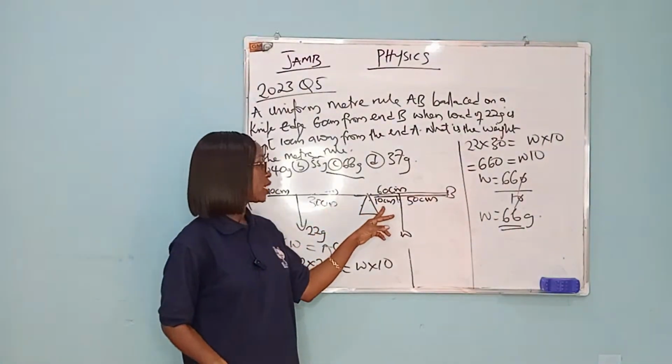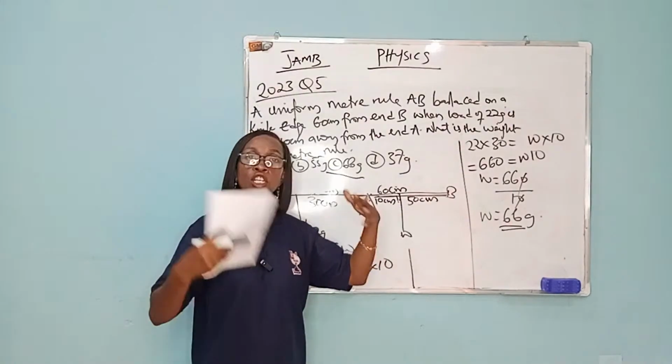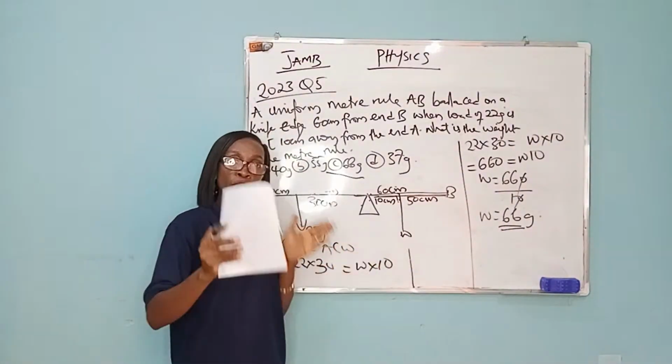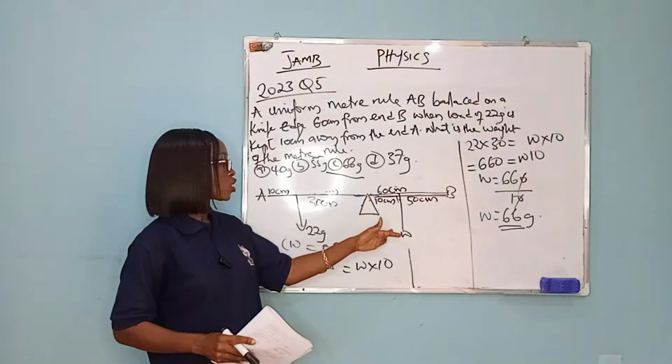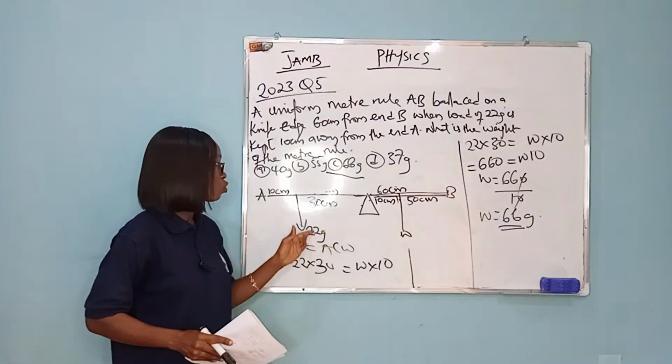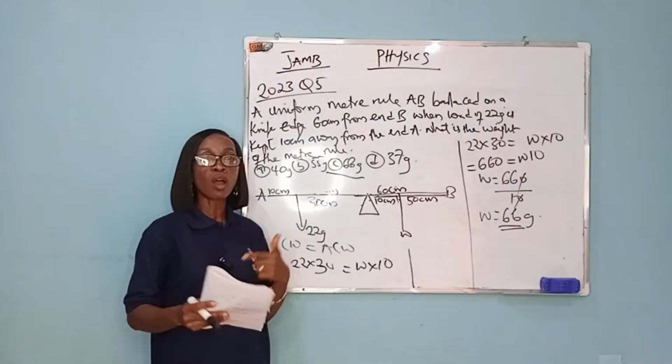40 plus 10 is 50. 50 plus 50 is 100 centimeter. So if you break it down that way, knowing that W times 10 is equal to 22 times, by the principle of moment.